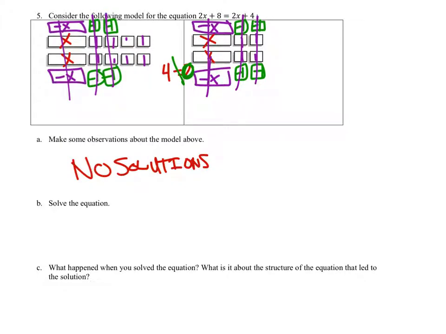What happened when you solve the equation? Well, the x is canceled out, but then we got some number that does not equal some other number. Like 4 does not equal 0. What is it about the structure of the equation that led to the solution? Well, the x's all canceled away, and then not enough of the numbers canceled away from one side of the equation. So that produces an unbalanced equation.